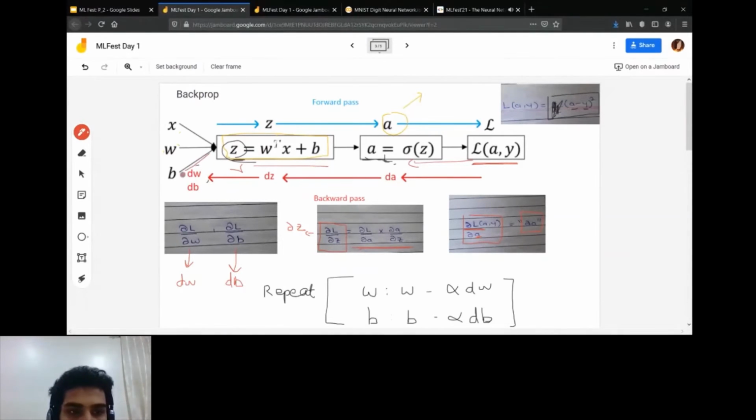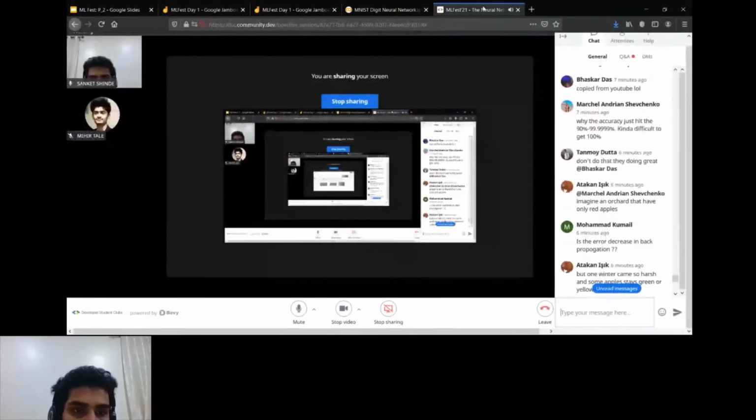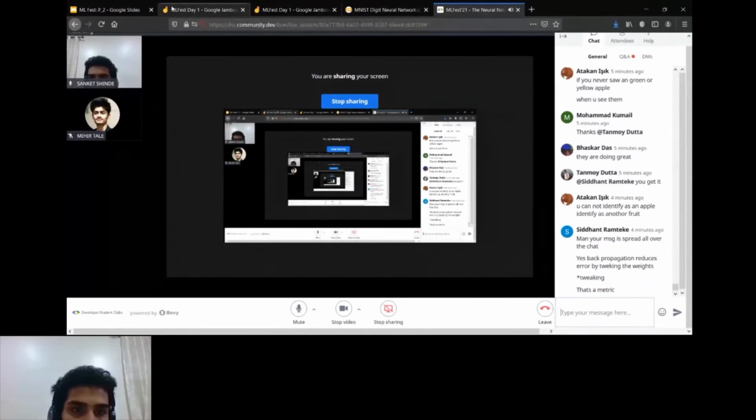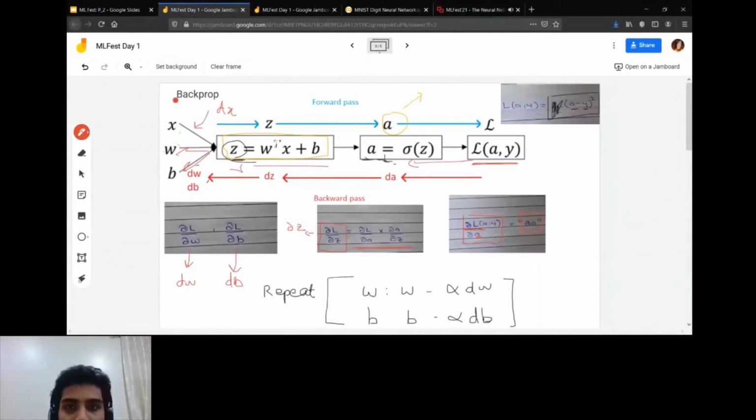So why did we not differentiate with respect to X? First we differentiated with respect to A, then Z, then with respect to B and W. Why did we not differentiate with respect to dx also? Any guesses?